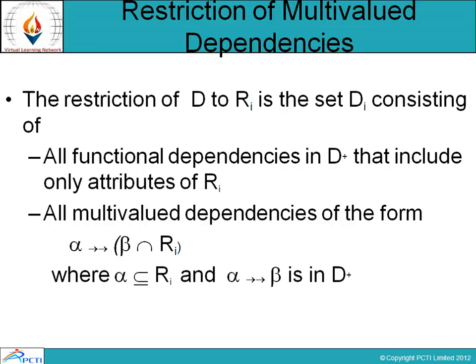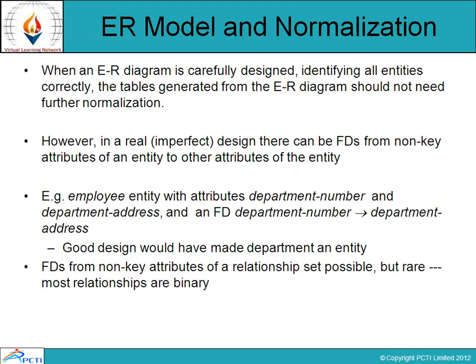The restriction of D to Ri is considered a relation, and Di consists of all functional dependencies in D, that is multi-value dependencies that include only attributes of Ri, and all multi-value dependencies of the form alpha multi-determines beta in relation Ri, where alpha is a subset of Ri and alpha multi-determines beta is in D. Here the multi-value dependency can be extracted, and there is the ER model and normalization.